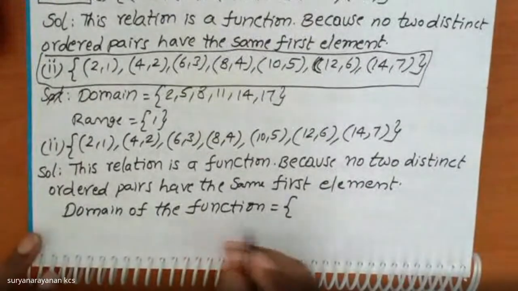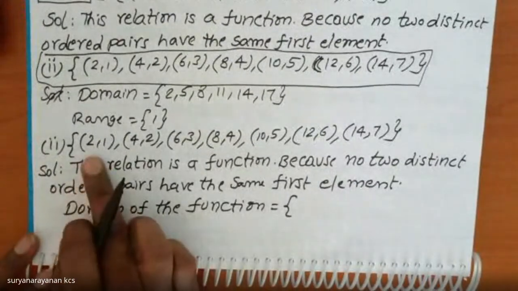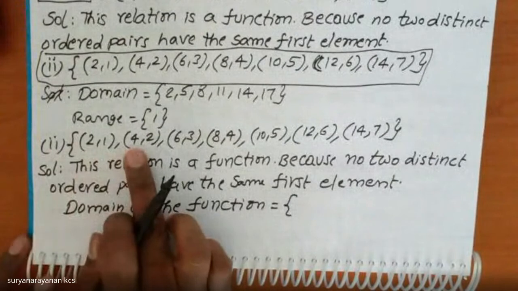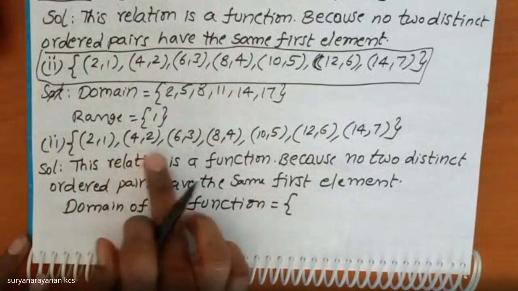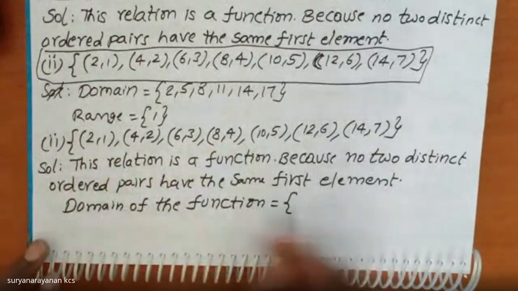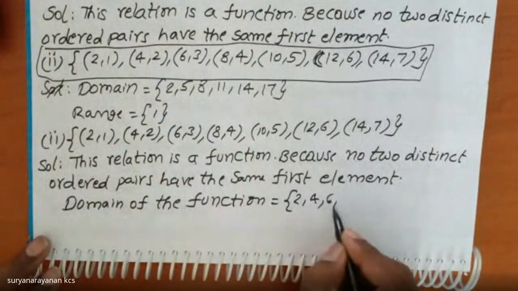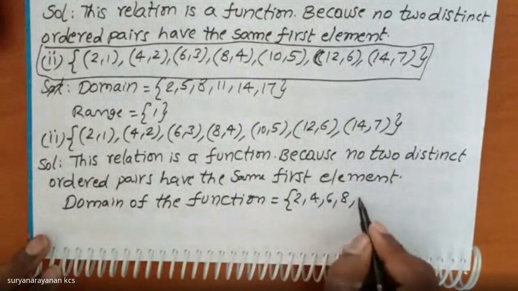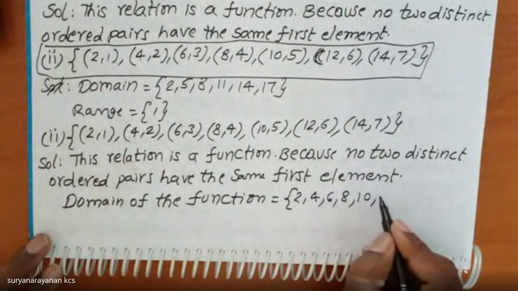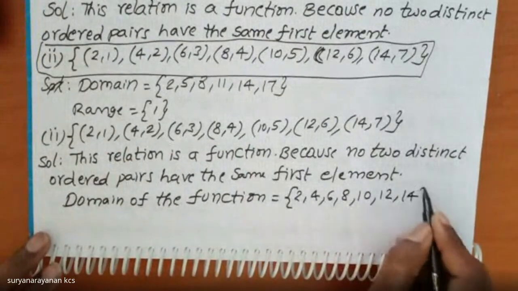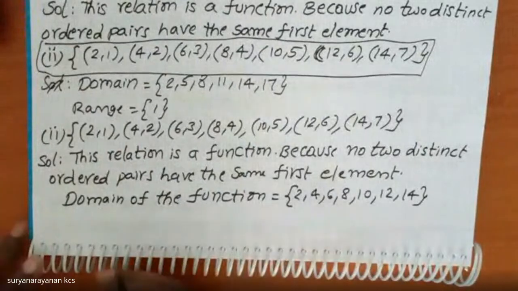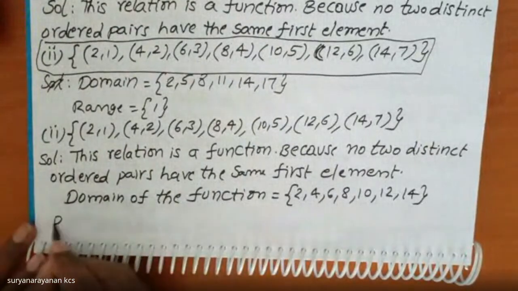Domain means the set of all first elements of the ordered pairs. So 2, 4, 6, 8, 10, 12, 14. This is the domain of the function. Then what is the range of the function?